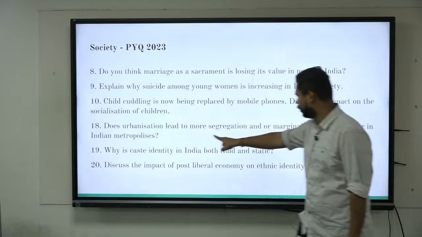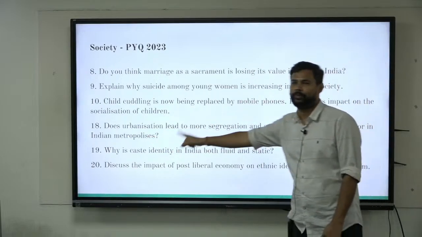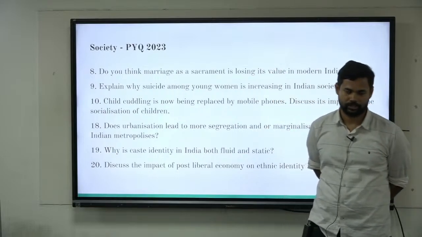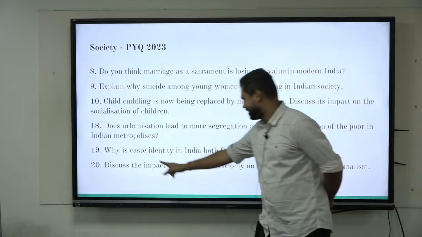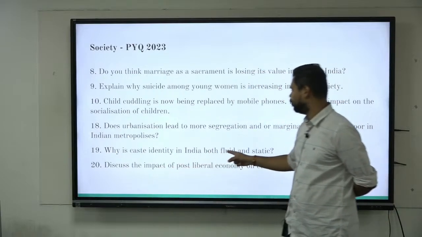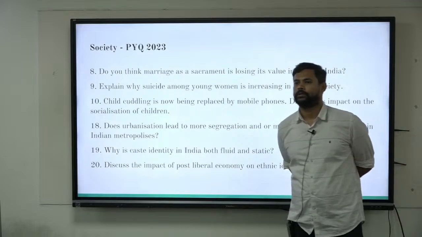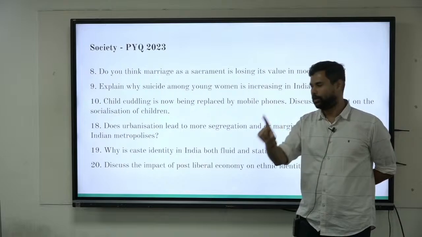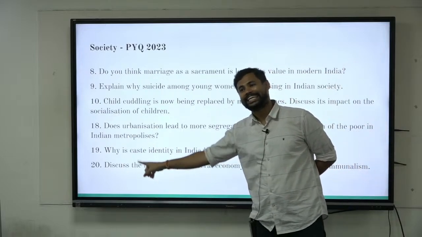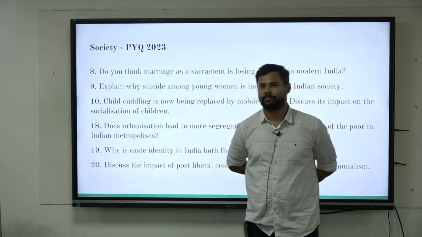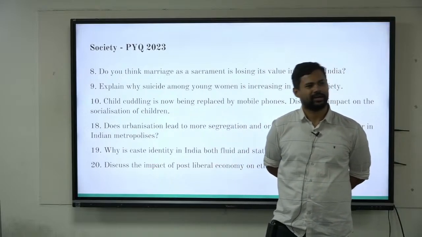Does urbanization lead to more segregation and marginalization of the poor in Indian metropolises? Urbanization. Okay, it's very straightforward. Next: why is caste identity in India both fluid and static? Salient features, but one dominant feature is caste. You can say casteism or caste. That itself is a theme. Every year one question comes. Okay, 100% it will.